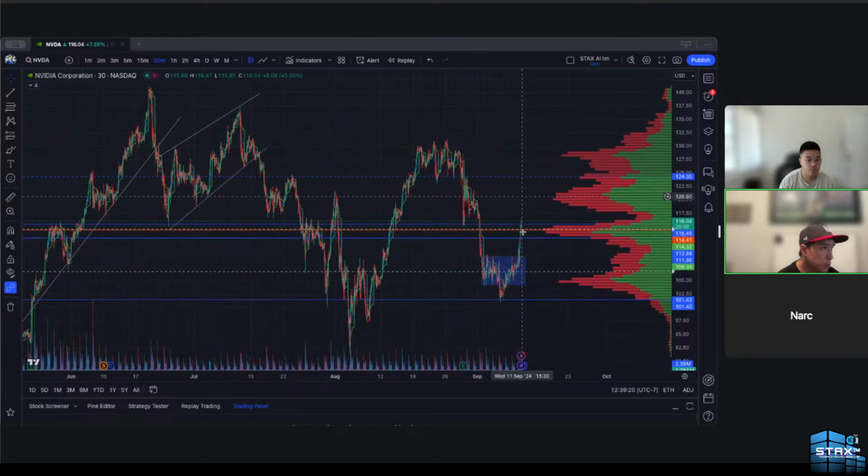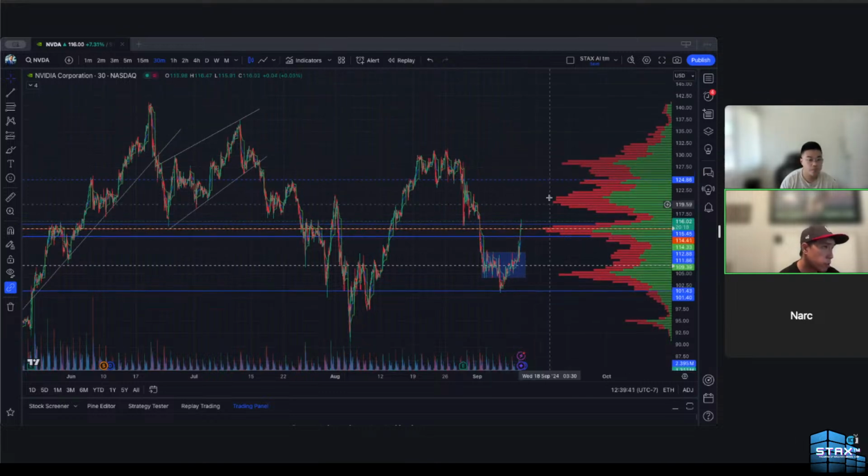So just so you guys know, there still is room, especially with what Stax is showing, there's still a bit of room for NVIDIA to go up, but you do want to make sure that you're careful with your risk management here. It still can come back down to that 115, maybe even a little bit lower to take out some of those doubters before it does head back up.